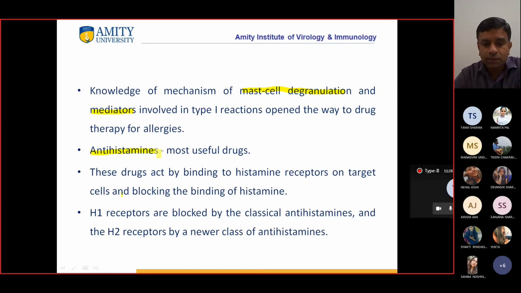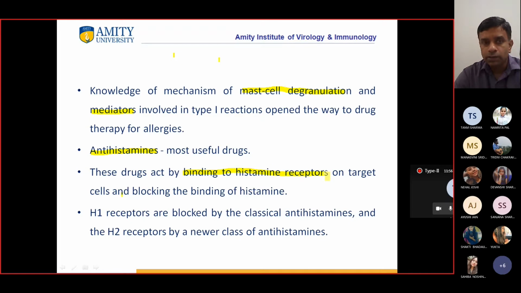If you remember, we said that the granular content includes histamines. So you are making antihistamines which will make these histamines ineffective, right? So what these antihistamines do, these drugs act by binding to histamine receptors.